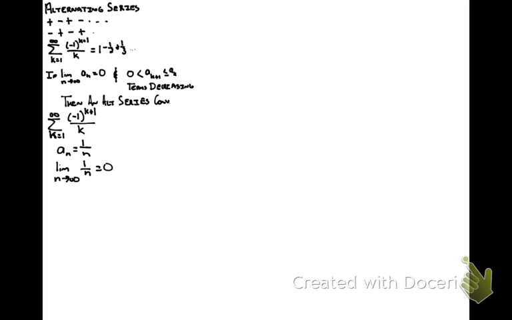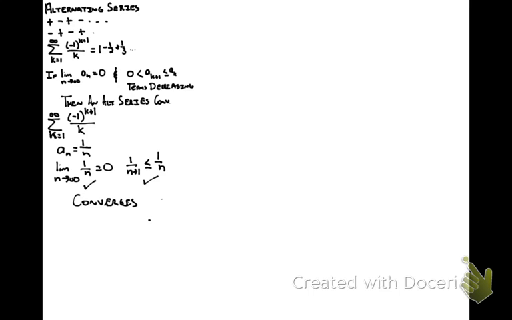Now notice also that 1 over n plus 1 will always be less than or equal to 1 over n. So the terms are getting smaller. The limit of the nth term is 0. The terms are smaller. This means that the series converges by the alternating series test.